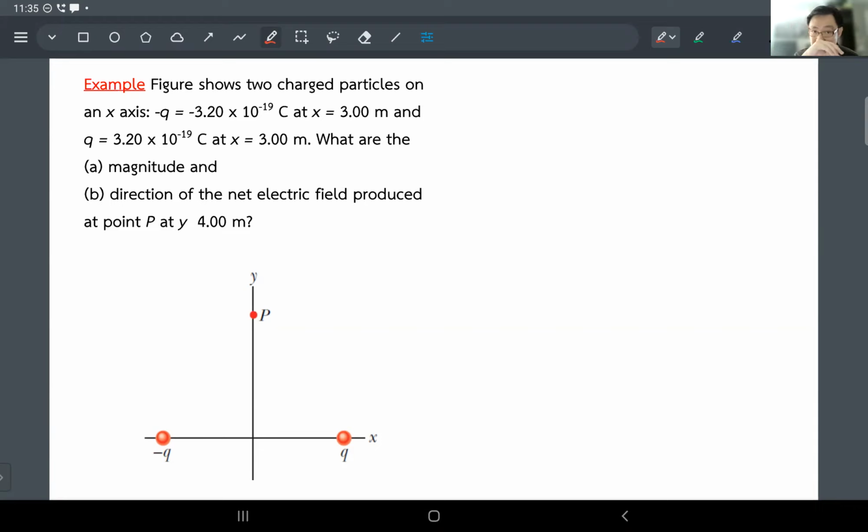So you have two charged particles placed on the x-axis. Now notice that one is negative, one is positive, and the location of one is x equals 3 meters, and the other one is also 3, but on the left. Now find the magnitude and direction of the net electric field produced at point P, which is 4 meters away from the origin on the y-axis. All right, guys, just give me a first step here.